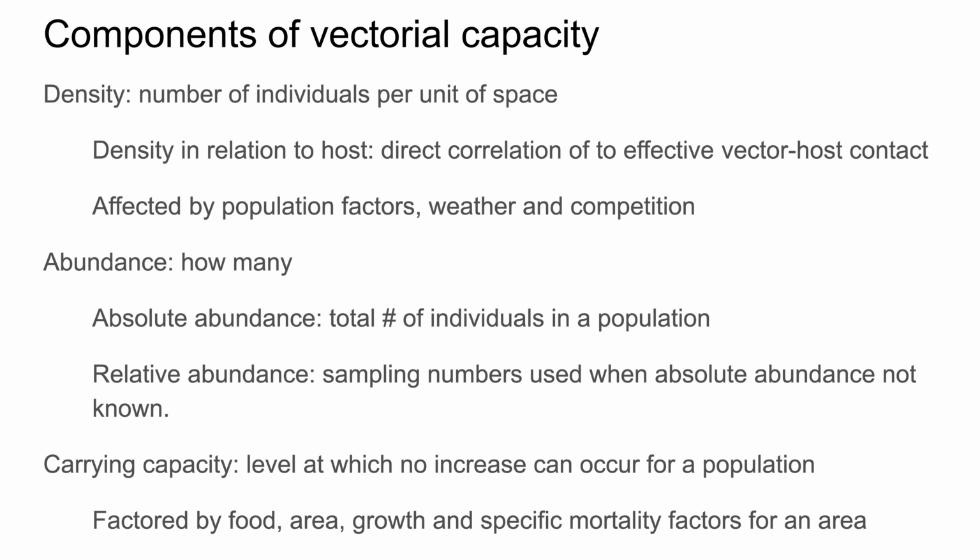Abundance is absolute abundance, the total number of individuals in a known population, and relative is numbers we use when sampling. So if we're not in the laboratory and we can't literally count exactly how many mosquitoes are present in a population, we can take some sample numbers and do a few calculations, and that can give us what's known as relative abundance, which is just a general idea of how many mosquitoes are in a given zone, a given area. And then we have that carrying capacity.